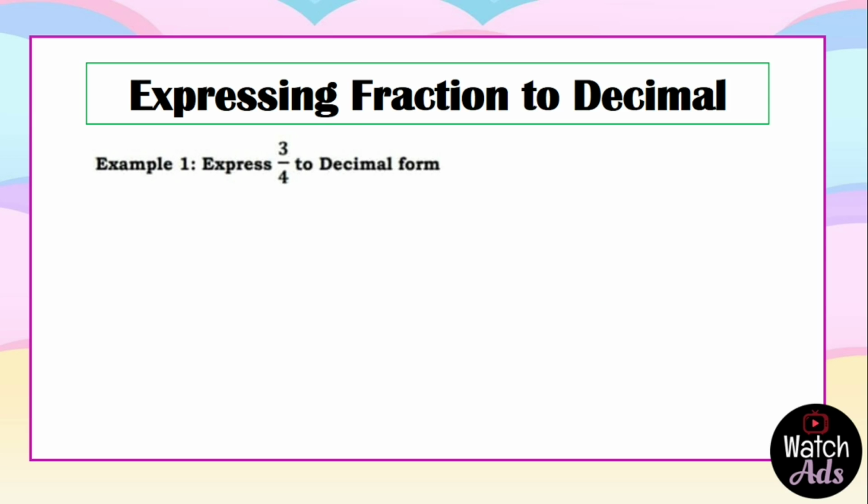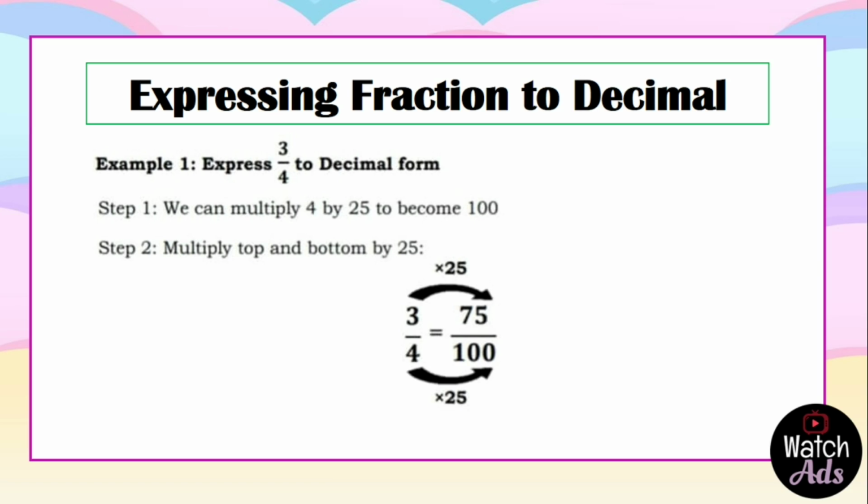Example, express 3/4 to decimal form. For step 1, we can multiply 4 by 25. That gives us 100. Now our second step, we multiply the top and bottom by 25. 4 multiplied by 25 is equal to 100. That is our denominator. And 3 multiplied by 25 is equal to 75. That is our numerator. Now don't be confused. 3/4 is equal to 75 hundredths. 75 hundredths is just a higher term of 3/4.